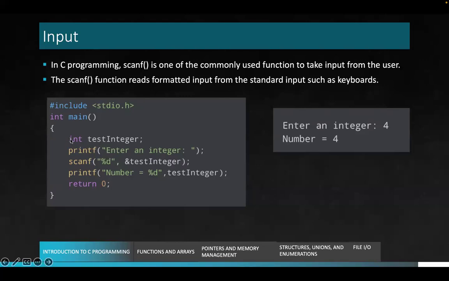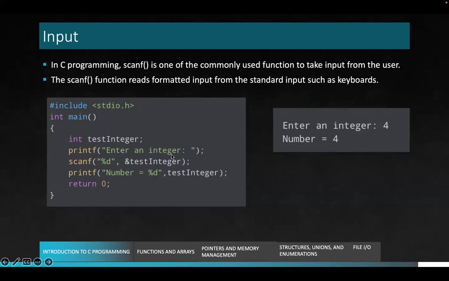And what is the type of the variable? The type of the variable is integer. So I will write int test_integer, where test_integer is a variable name I have given. If you see, the format is the same. I'm not starting with any special character, I'm starting with a lowercase alphabet and mixed alphabets. Printf means I want to print something on the terminal.